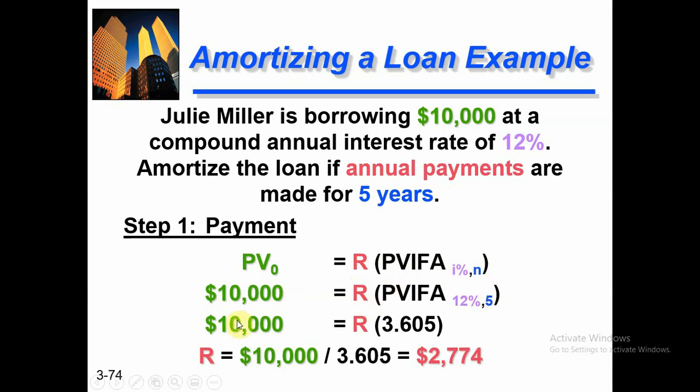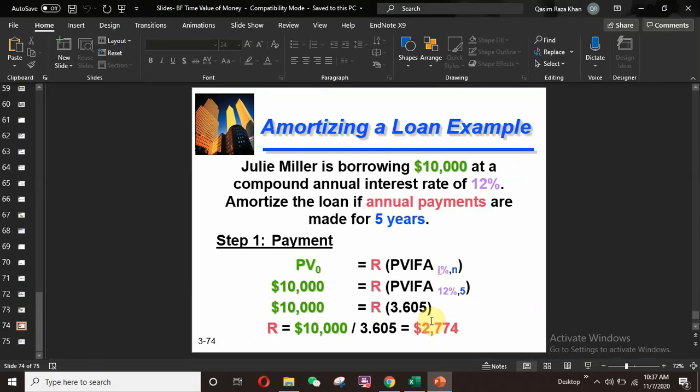In my case, PV is $10,000, i is 12%, the interest rate, and N is 5. So the next step is 10,000, and this value is 3.605. This value is quoted from the table, and I will show you how we can find this value from the table.